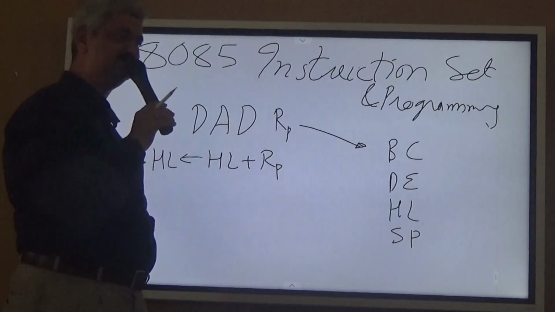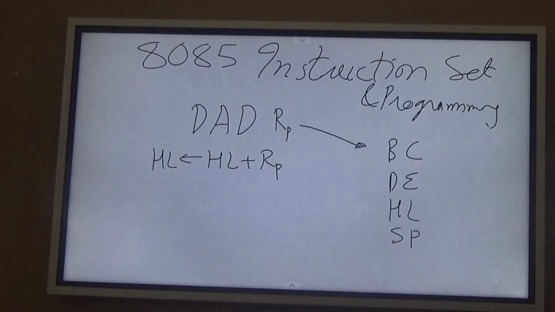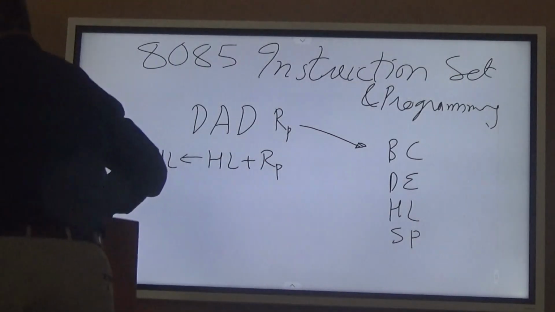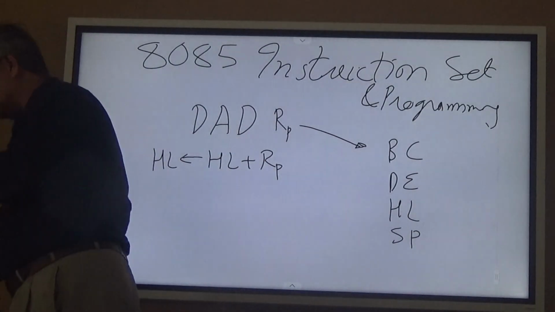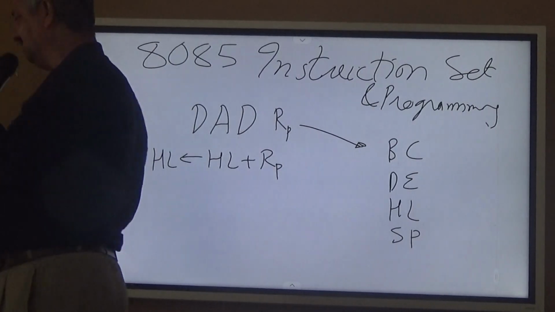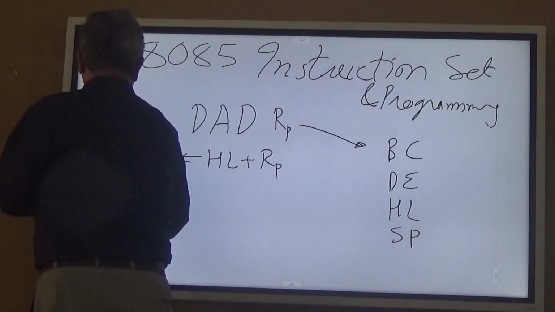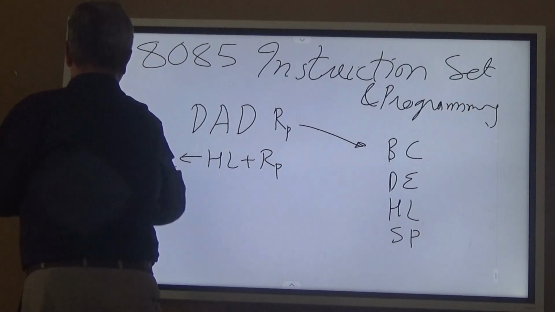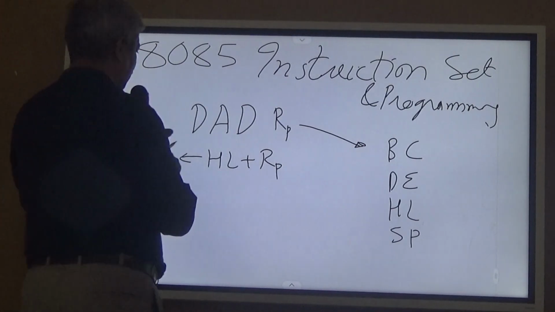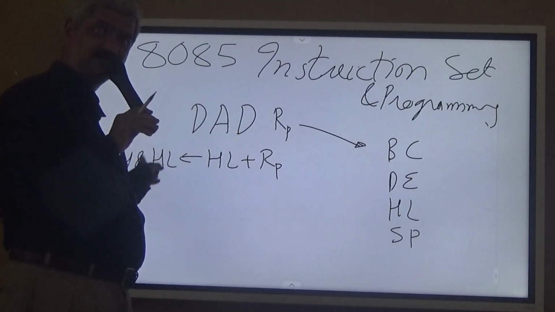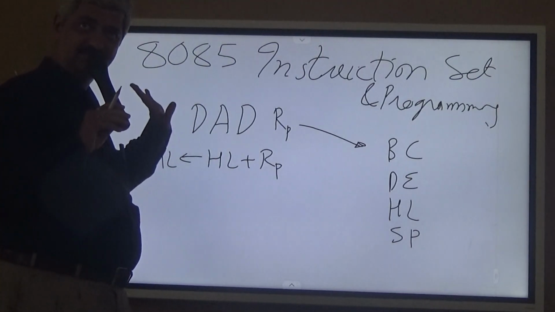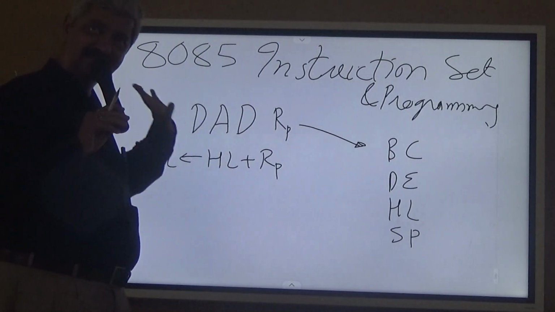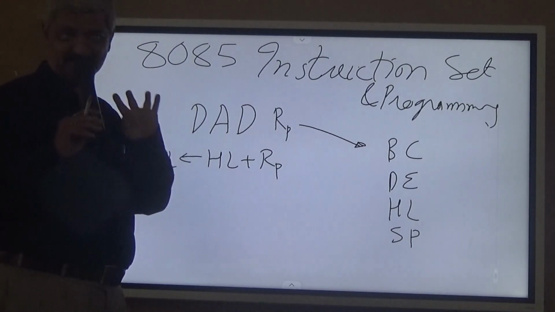Is it correct, or is some correction needed? Whatever we have written there, is it correct and complete, or is some small change needed? Right. The addition of two 16-bit numbers has to be a 17-bit number. So carry flag and HL becomes HL plus RP. This is DAD B, DAD D, DAD H, DAD SP. 4 DAD instructions are there.